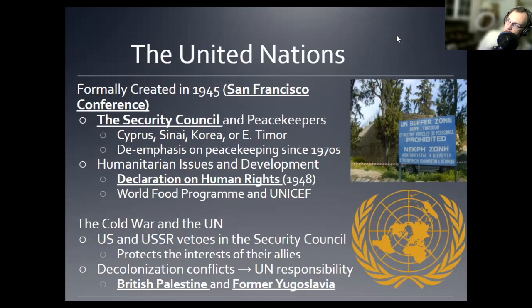Now, this was an attempt to solve the problems of collective security. Whereas before no nation had wanted to be the one that had to send their soldiers to do the peacekeeping, now all member nations submitted members to these peacekeeping forces in an attempt to spread out the obligation among the nations. And peacekeepers have been dispatched to places like Cyprus, the Sinai Peninsula, Korea, East Timor, in an attempt to limit or even stop conflict altogether.